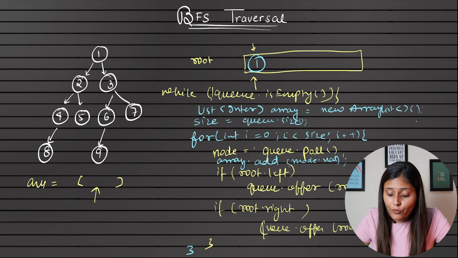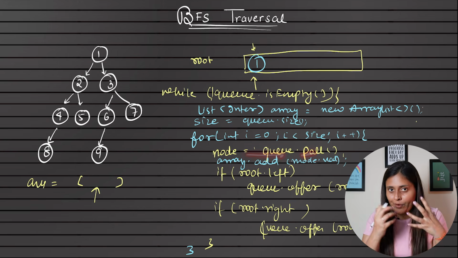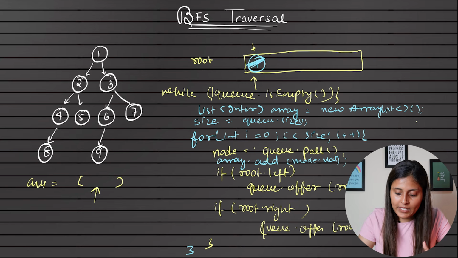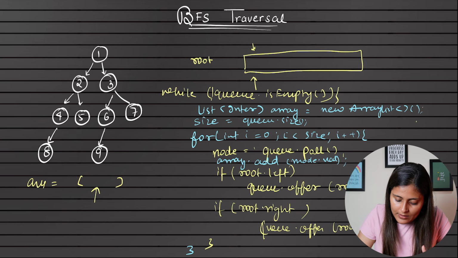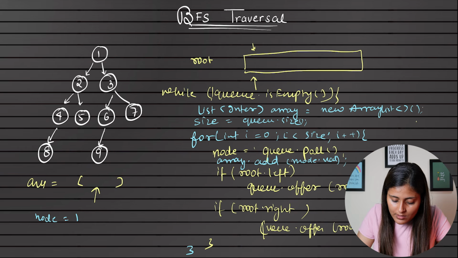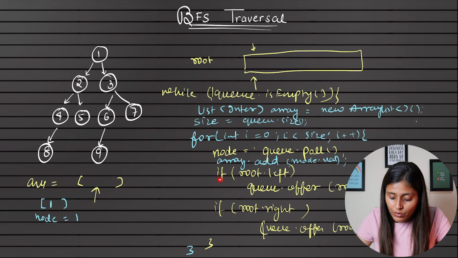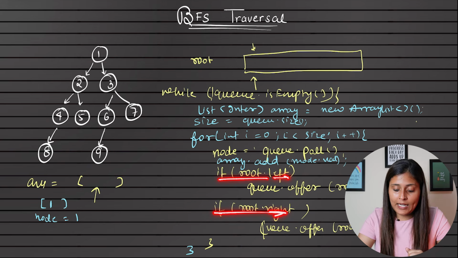Size is 1. The for loop will run for only one time. Now we'll pop the node from the queue. So 1 will get popped, and currently node is 1. Now in the sublist, which is this, we'll insert node.value. Now in the queue we'll check if we have root dot left and right.